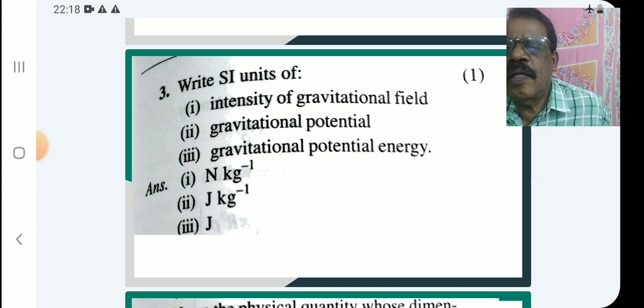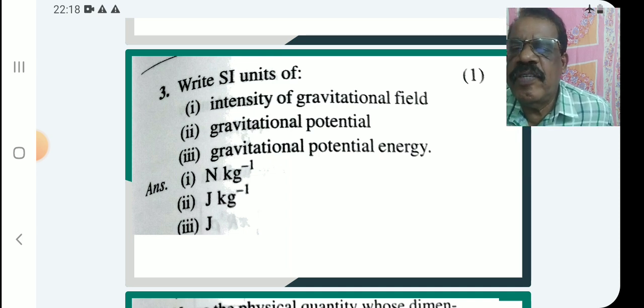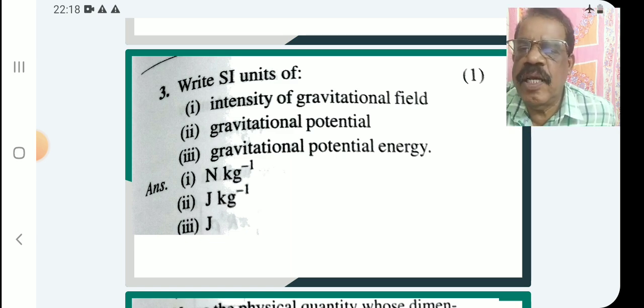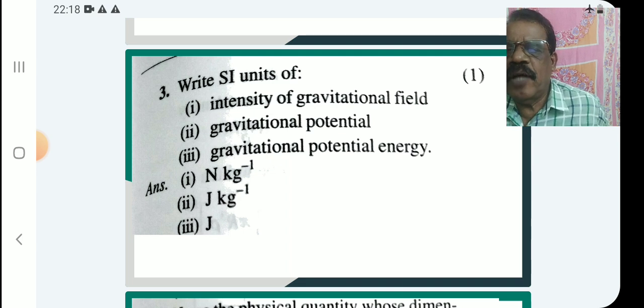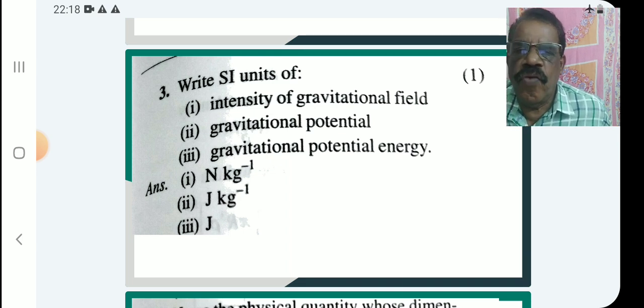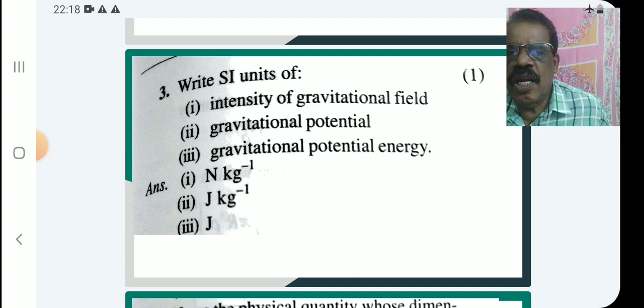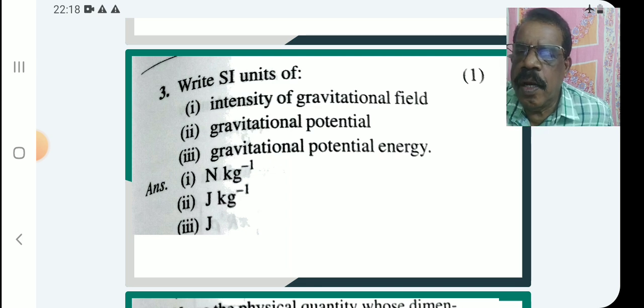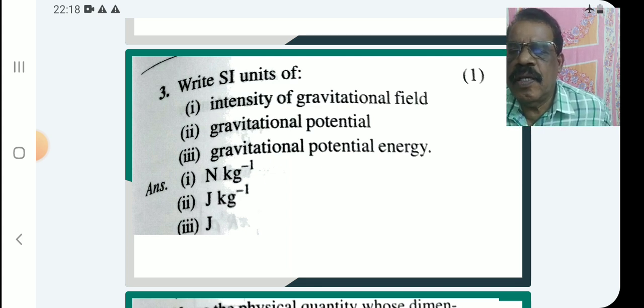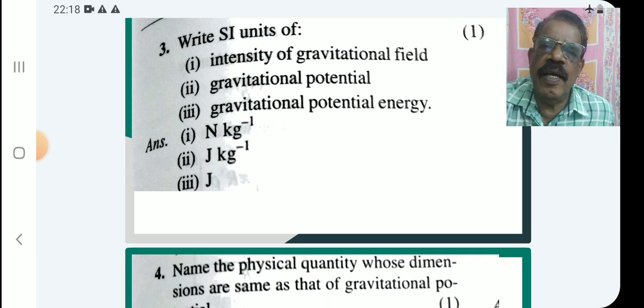Number 3, write SI units of number 1 intensity of gravitational field, 2 gravitational potential, 3 gravitational potential energy. Answer number 1, Newton kilogram raised to minus 1. That is the unit of intensity of gravitational field. Number 2, Joule kg raised to minus 1, gravitational potential. And number 3, Joule. Joule is the gravitational potential energy unit.